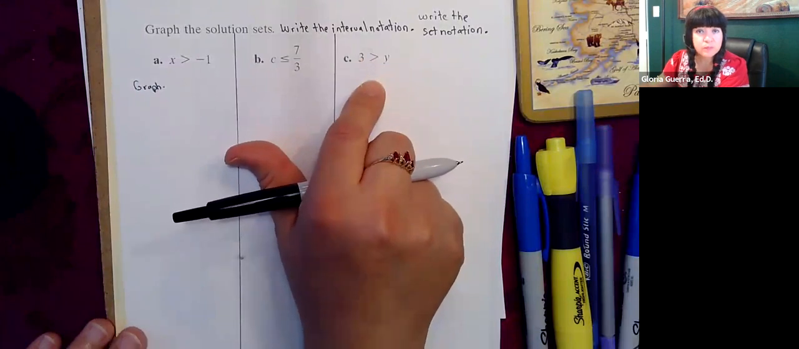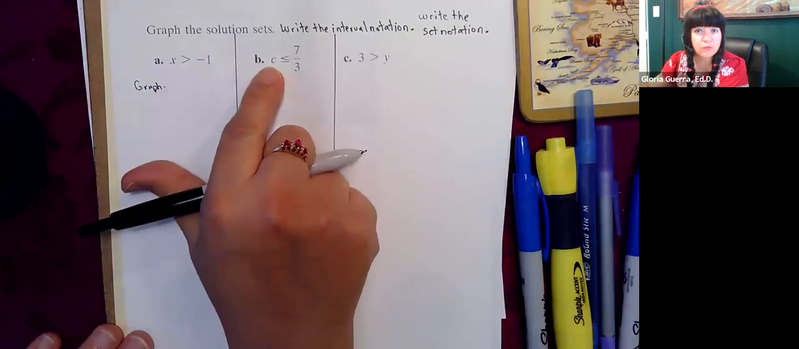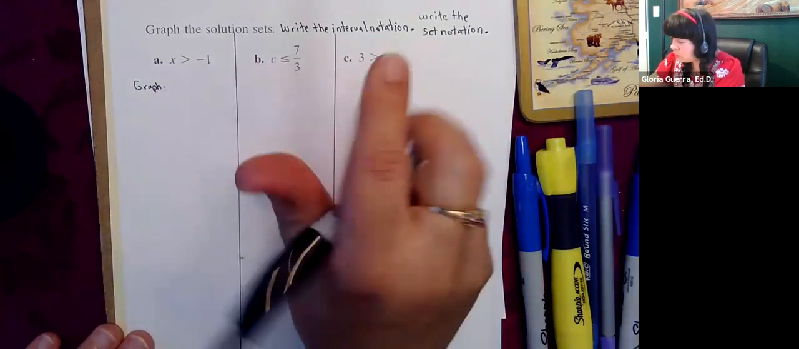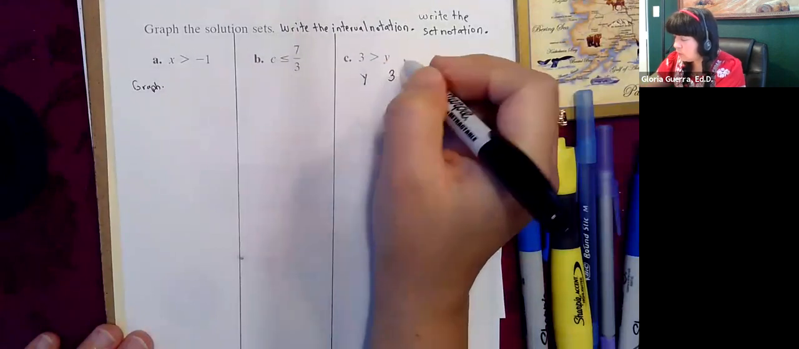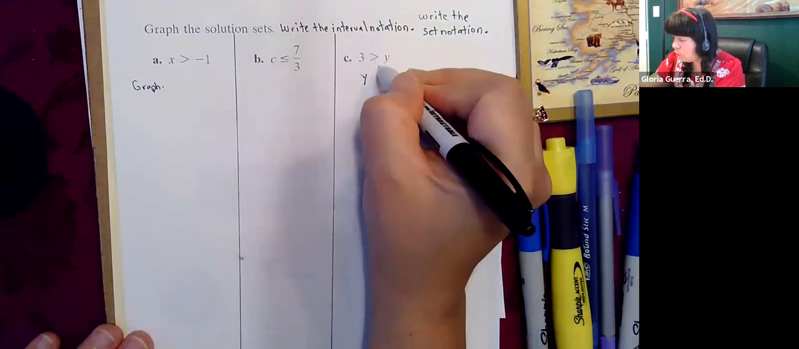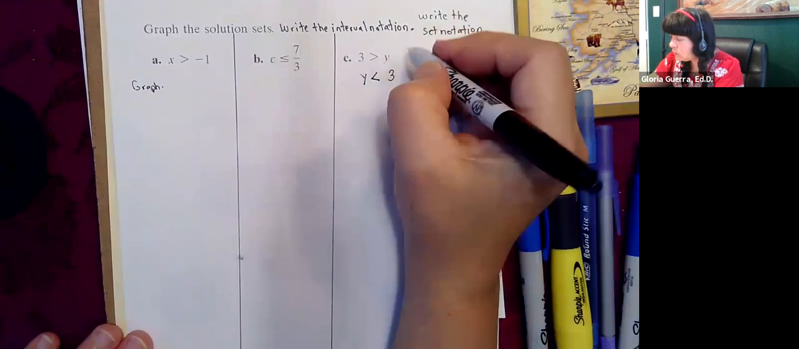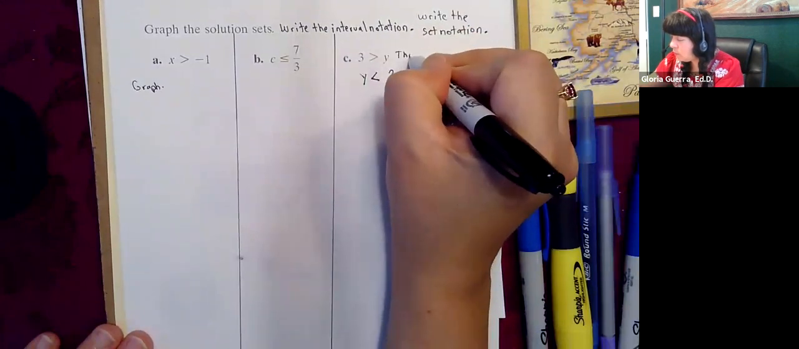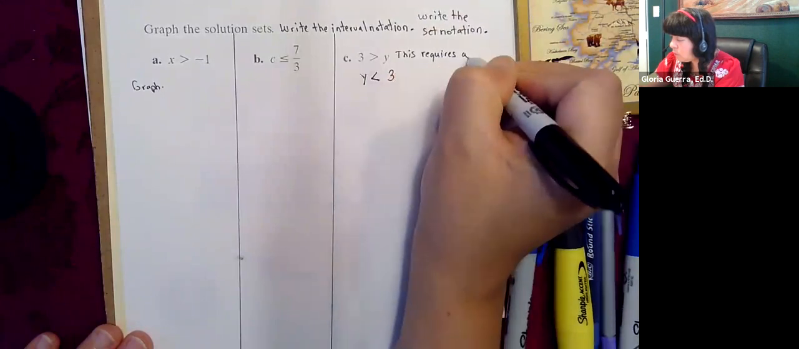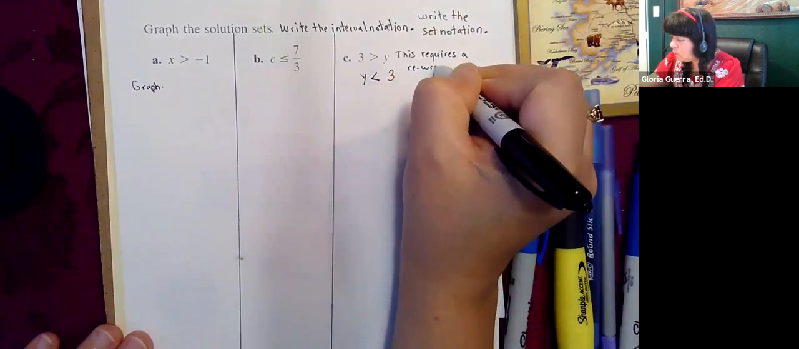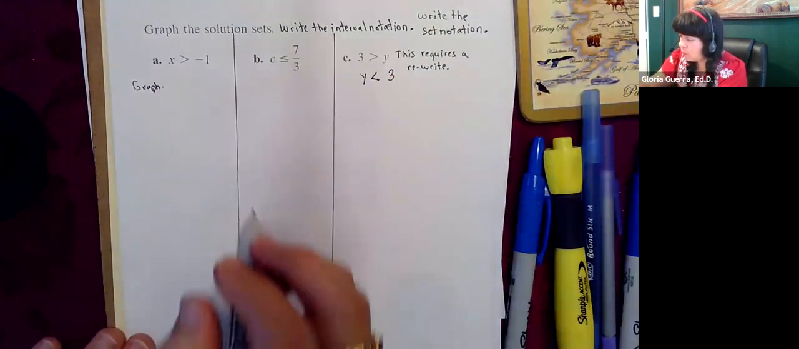So let me do that right now. So this is good. Variable first. Here, the variable's not first. So technically the y goes here. The 3 goes over here. And of course, this is going to have to change. So this is still pointing to the y. Okay, so this requires a rewrite. Okay, but now that's good. All right.